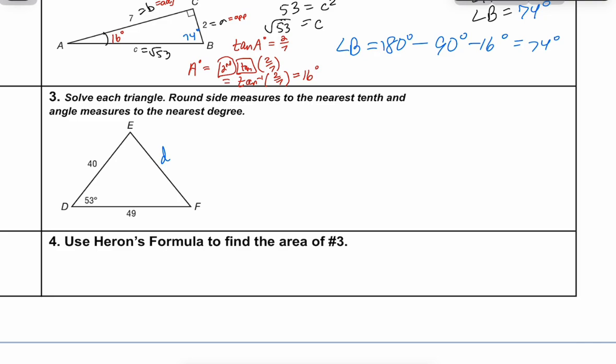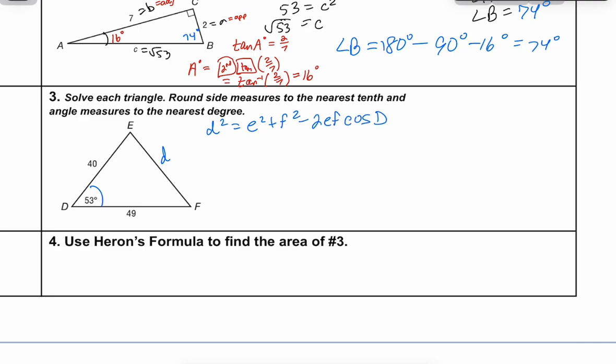So the one on the test will be where you have to use the law of cosines as your first step. Since we only know angle D, we must start with side D. So I'm going to write down the law of cosines that starts with D. D squared is E squared plus F squared minus 2EF cosine of D.